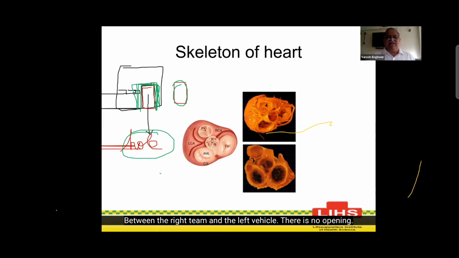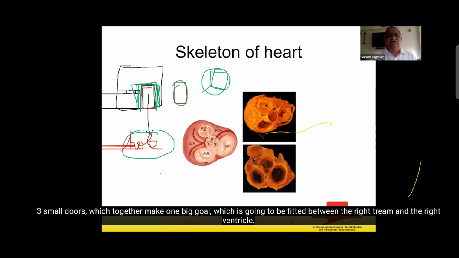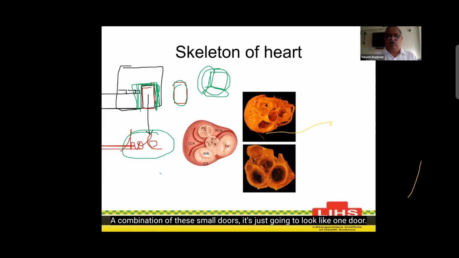Between the right atrium and the right ventricle, there is no wall, there is a hole. Correct? And I want to put a door on it. So I am bringing a 3-cusped door. I am getting a door which has 3 cusps, and therefore I call it tricuspid. Three small doors which together make one big door, which is going to be fitted between the right atrium and the right ventricle. A combination of three small doors, which is going to look like one door.